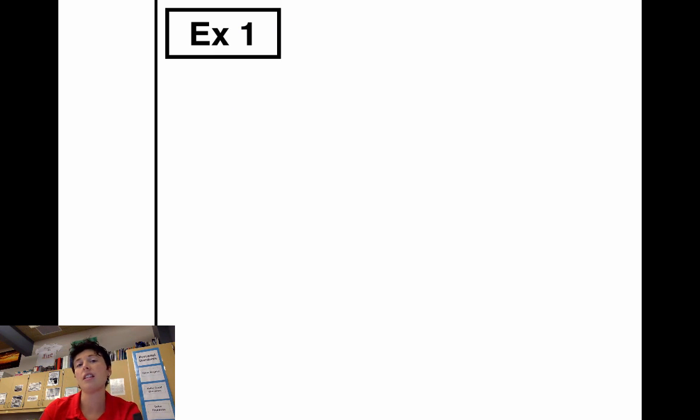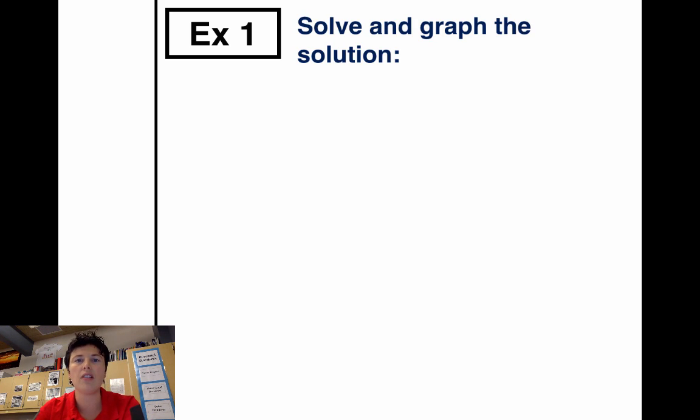We're going to start with example 1, our very first problem. So example 1 is solve and graph the solution. And here is our problem. 5x minus 4 is greater than or equal to 11. Now you can pause the video and write this down whenever you need to, but I'm going to go after this problem and start solving.